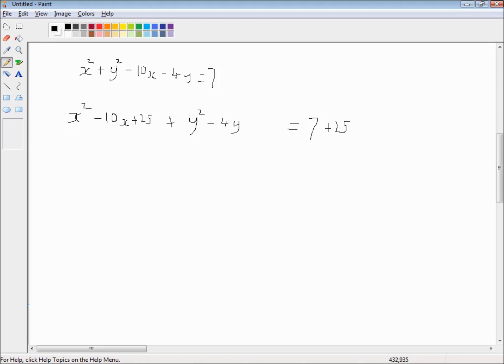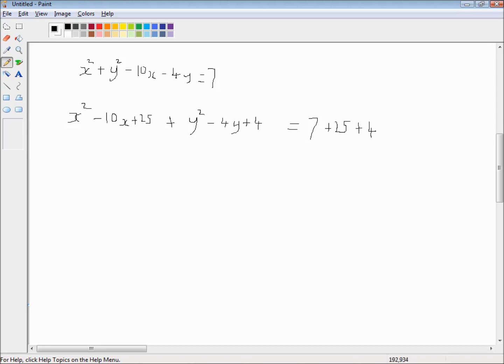And now what can I do to this y to make it a perfect square? Well, negative 4 divided by 2 is negative 2, and negative 2 squared is positive 4. So I'm going to add 4 to both sides of the equation, and now I've got two perfect squares.